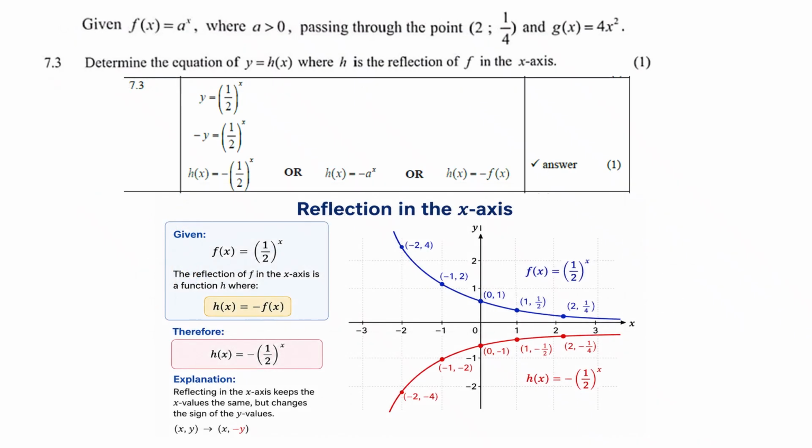Right, 7.3, determine the equation of y equals h of x, where h is the reflection of f in the x-axis. If you look at the blue graph, that's the original, the f graph. Now, if you reflect that in the x-axis, you will see the graph in red. And that means that the values will be replaced with a negative in front, because that is the effect of a reflection in the x-axis. So you have to add a negative in front of the half, and therefore the new equation is then h of x equals negative a half to the power x.